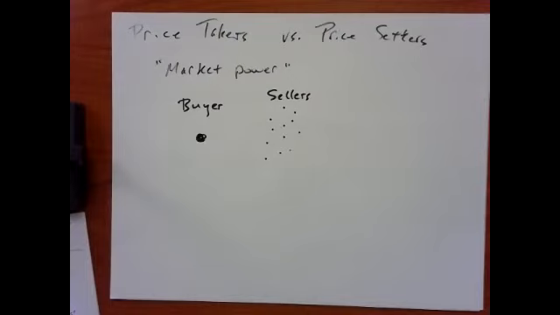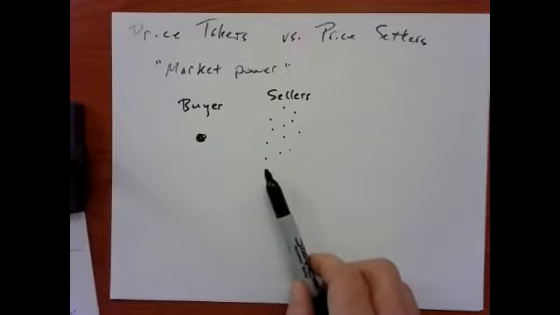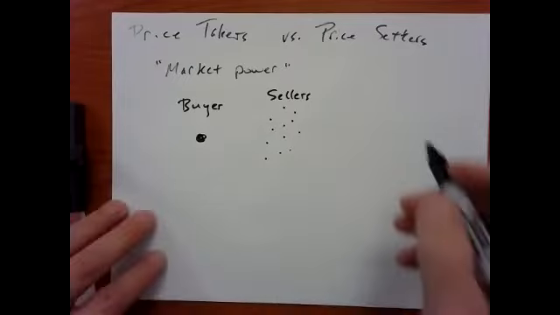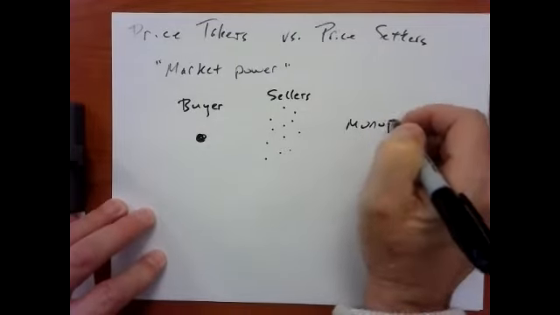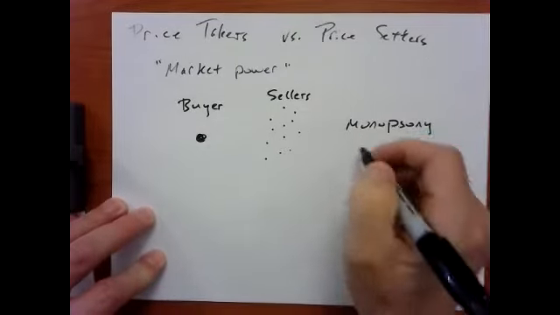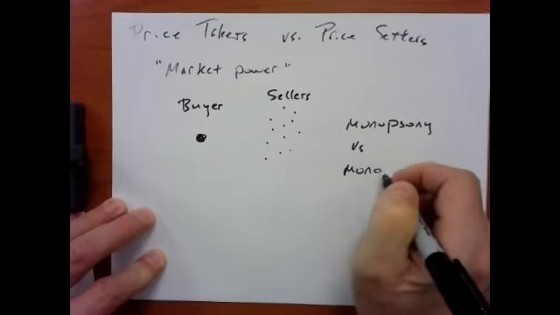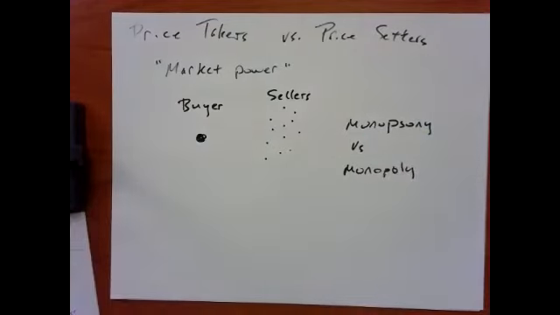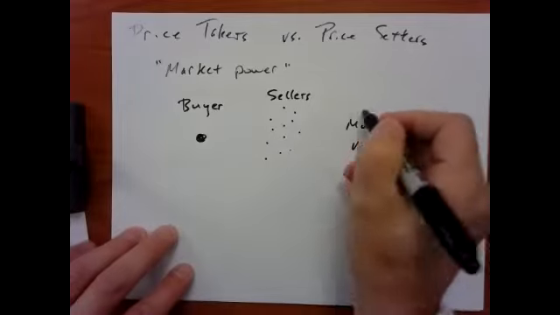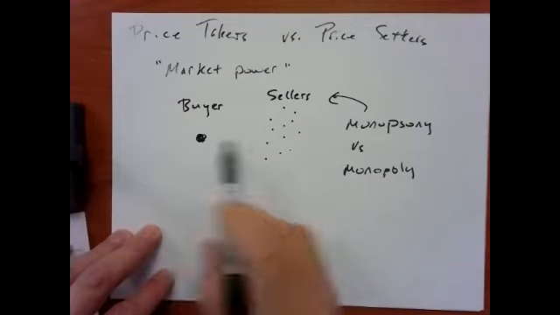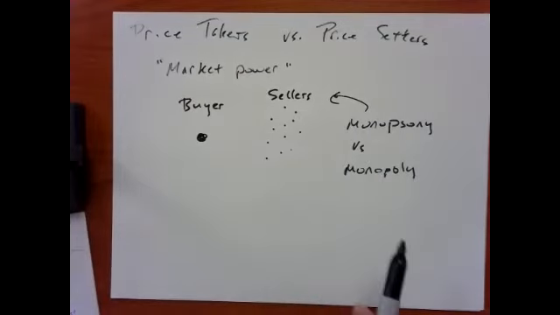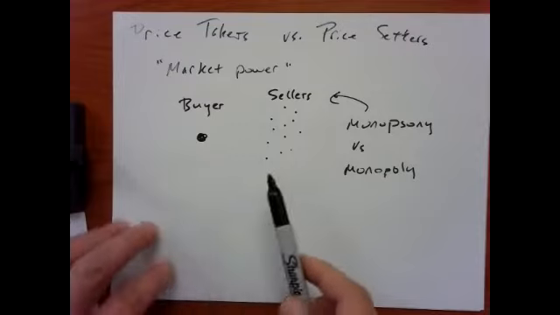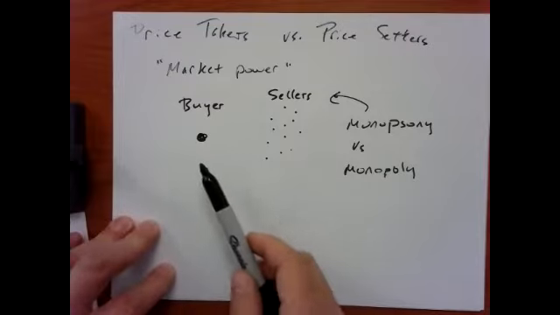You've heard the phrase monopoly, right? I'm sure, like the game. Monopoly is when there is one seller and many buyers. This is actually called monopsony versus monopoly. Monopsony is this arrangement where there's one buyer and many sellers. Monopoly is the inverse, where there is one seller and many buyers.